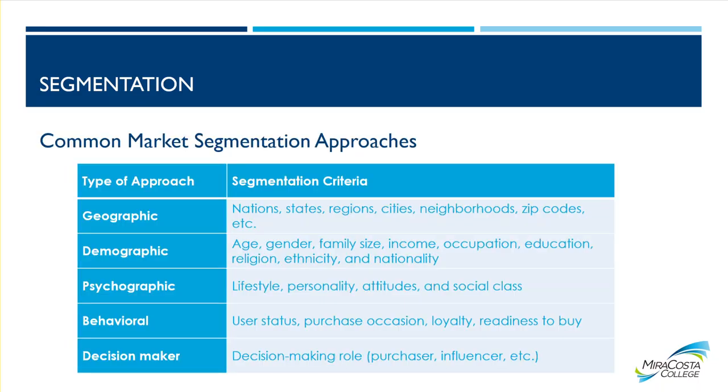So some of the common market segmentation approaches. The type of approach could be geographic, demographic, psychographic, behavioral, and decision makers. And some of the criteria for these are in this table right here. So geographic, we have nations, states, regions, cities, neighborhoods, zip codes. Demographic could be age, gender, family size, income, occupation. Psychographics could be more lifestyle, personality, attitudes, and social class. Behavioral, user status, purchase occasion, loyalty, readiness to buy, and decision maker, decision making role, purchaser, influencer, etc.